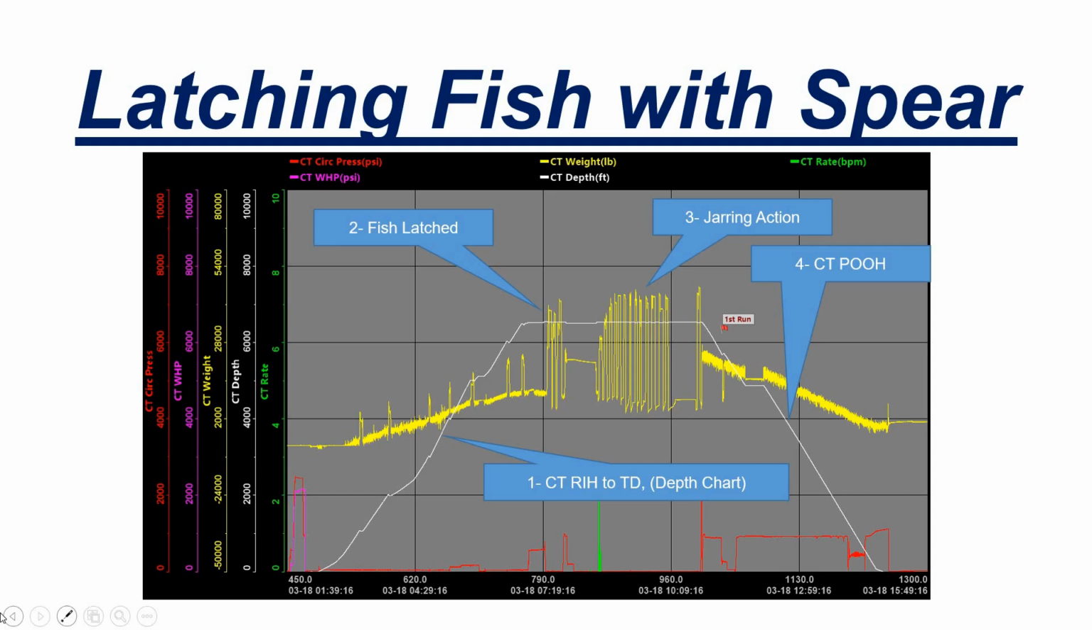We will understand this procedure with the help of a job chart, the actual job chart which was performed in the field. We'll understand latching with the help of this particular chart. So let's start our discussion about how to latch a fish with the GS spear tool.